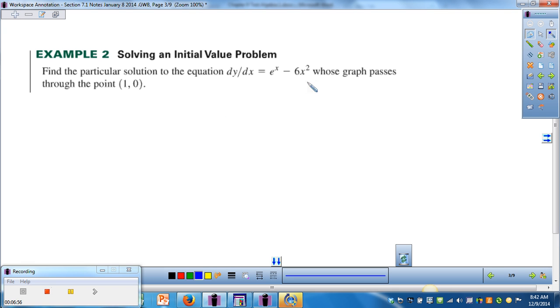Now, we talked about a general solution. Here they ask us to find, and please make note of it, a particular solution. Listen up. A particular solution means that you solve for C. Means they've given you enough information so that you will solve for C.